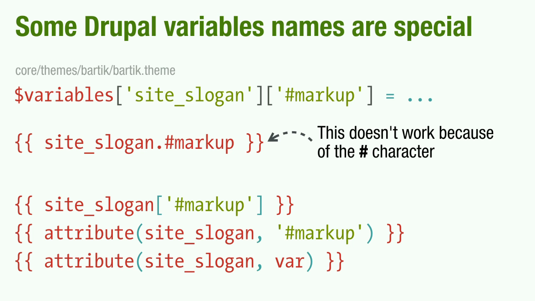Or you can use the array. If you're using the attribute function, it's exactly the same as the dot notation. So markup can be an array item or a method call or whatever. The last one is also interesting, and that's the first use case for the attribute function: to get a dynamic attribute on something, right? So var here can be whatever you want. Of course you can't say something.var, because var would be interpreted as a string and not the value of the var variable, right?